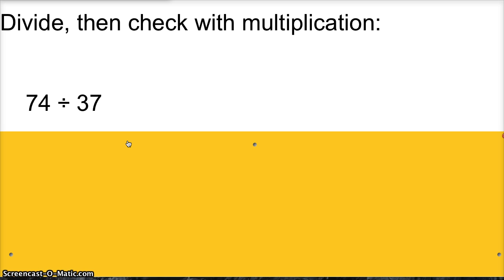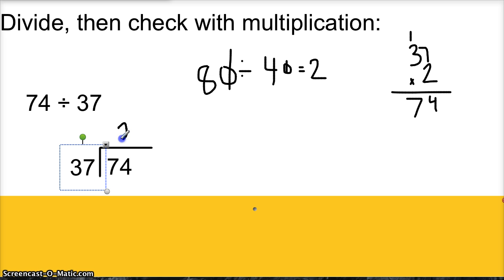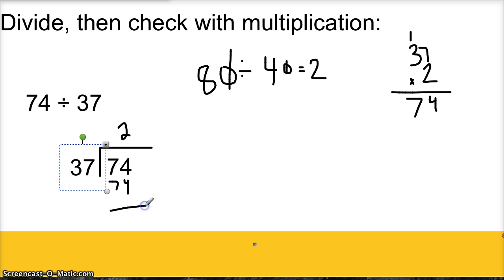Okay, first I rounded the 37 to 40, and then I rounded the 74 to 80 because 80 is a multiple of 40, and that makes it easy to divide. When I divide them, I get 2, so I did 37 times 2 to see what my answer would be, and I got 74, which is exactly what I needed. So 2 times 37 is 74, so I do not have a remainder.